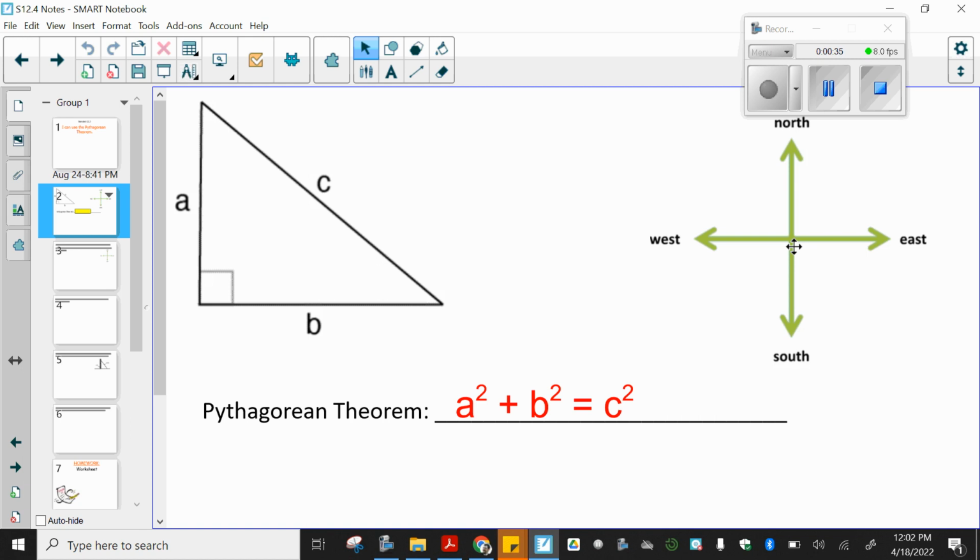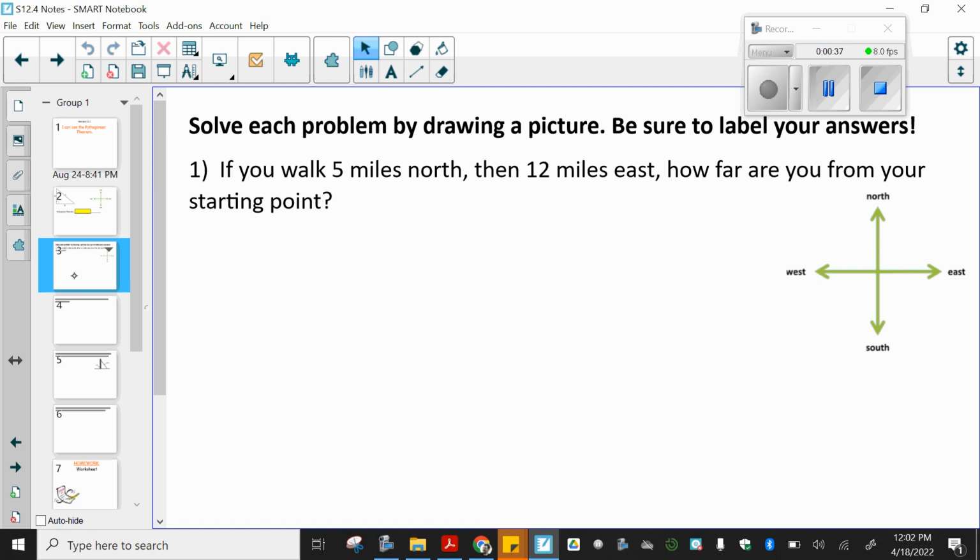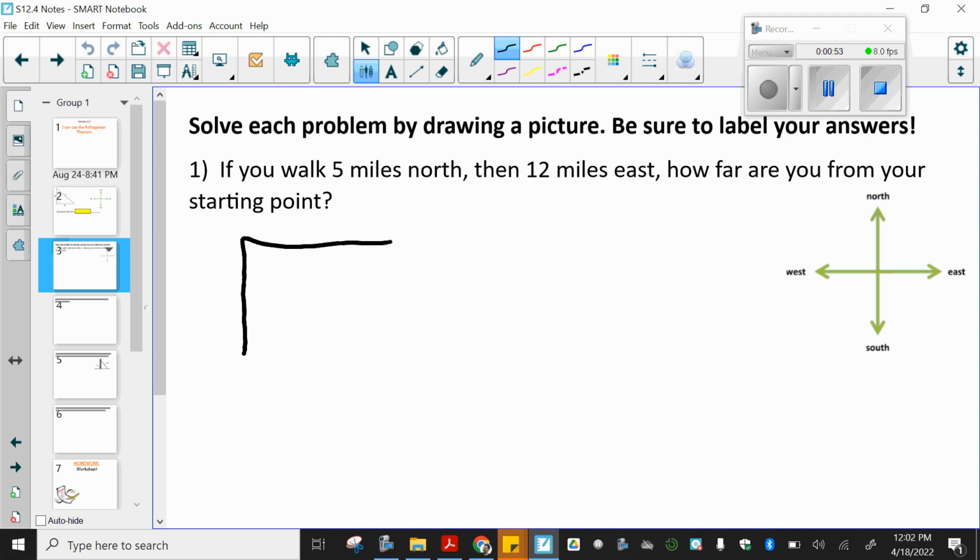We're going to use word problems today. So, solve each problem by drawing a picture. Be sure to label your answers. If you walk 5 miles north and 12 miles east, how far are you from your starting point? So let's start with this. We're going to walk 5 miles north and then 12 miles east. We want to know how far we are from our starting point.